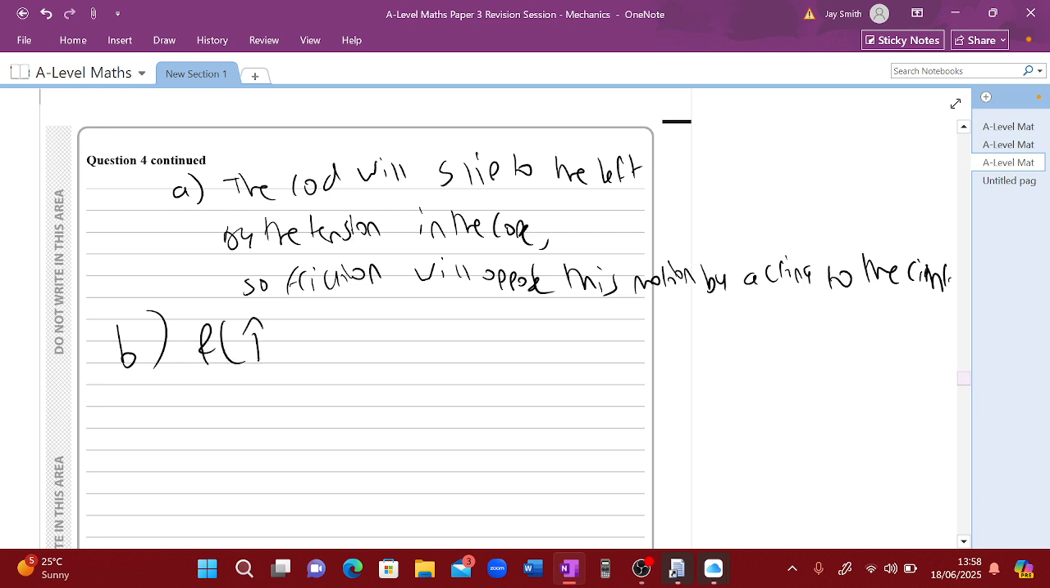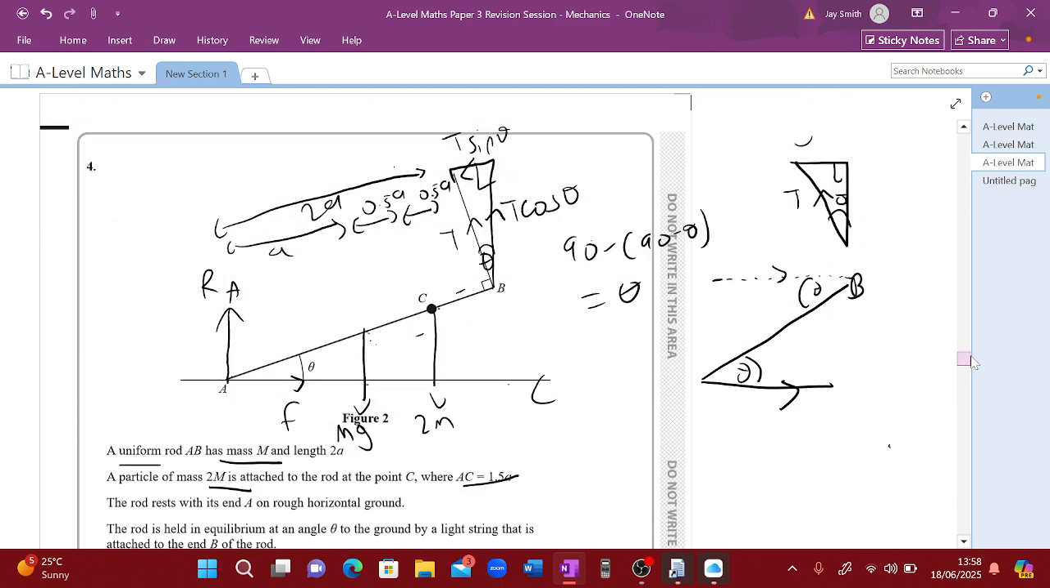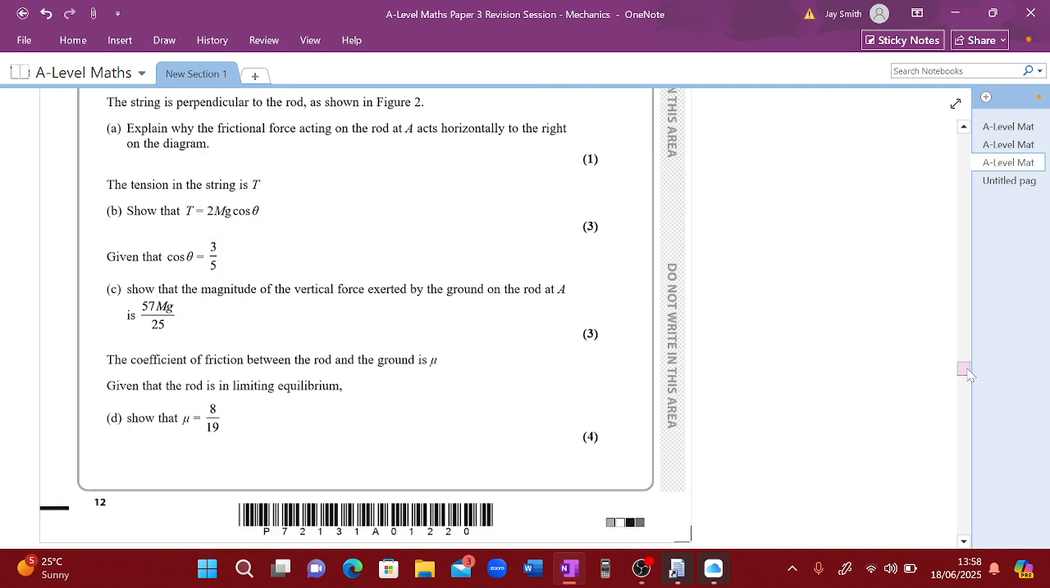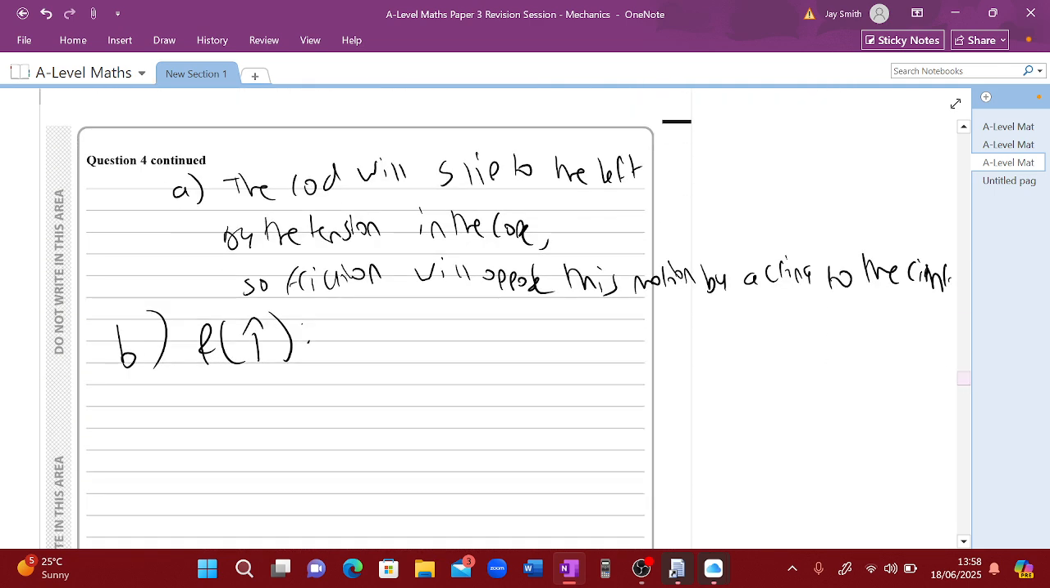So let's resolve upwards. What's acting up? Well, you've got the T cos theta up here, and we've got the reaction force RA, and that's really it. So T cos theta and RA.